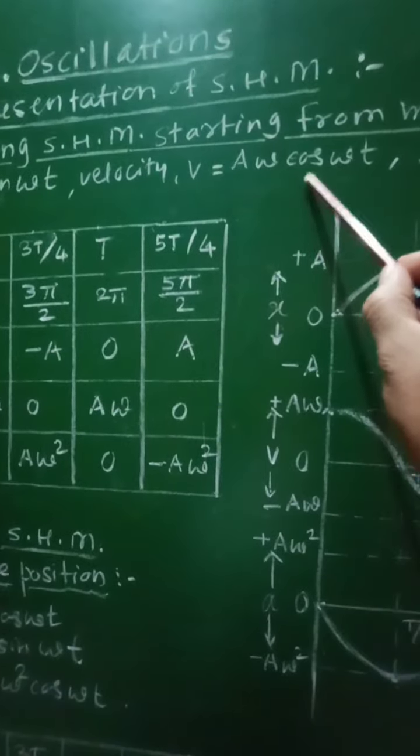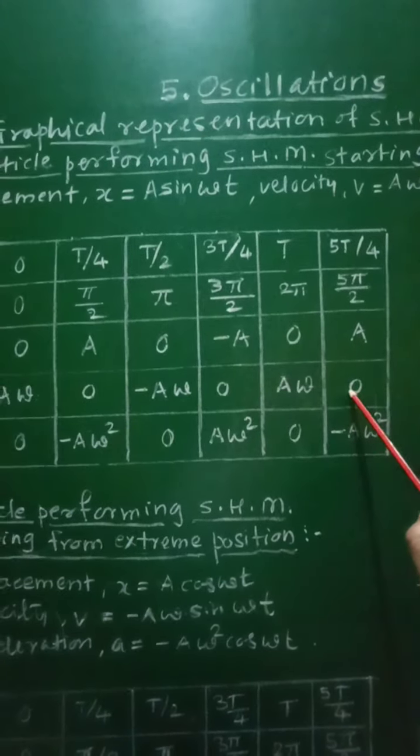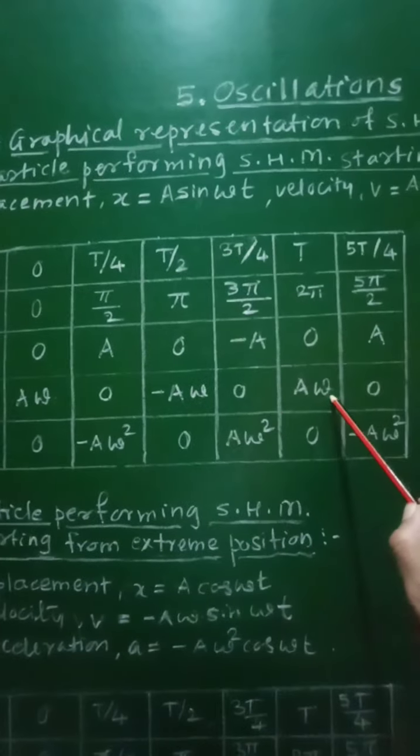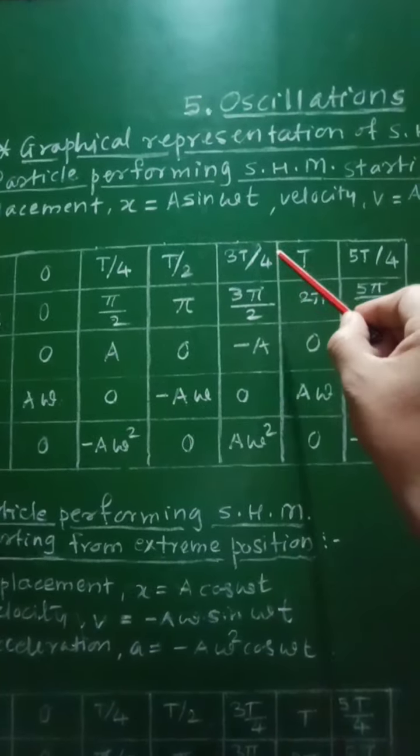Again for next value of omega t, that is pi, v will be equal to a omega cos pi, but cos pi is minus 1, therefore v is equal to minus a omega. Similarly for next values of omega t, we will get velocities as 0, a omega and 0. Again, by using these values of velocity and time, we can plot the next graph.